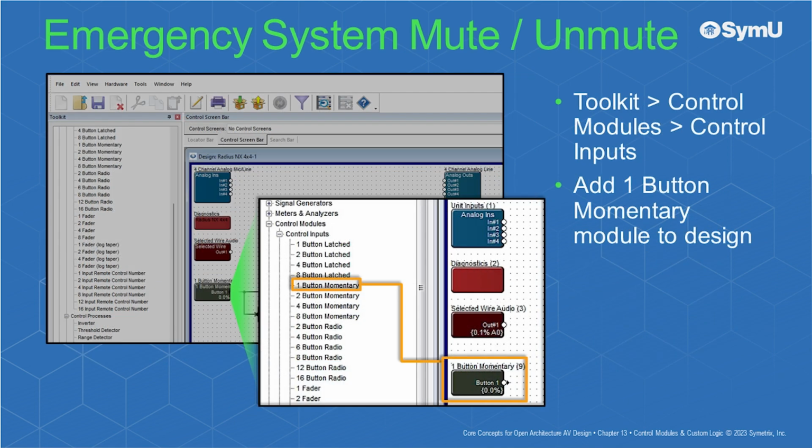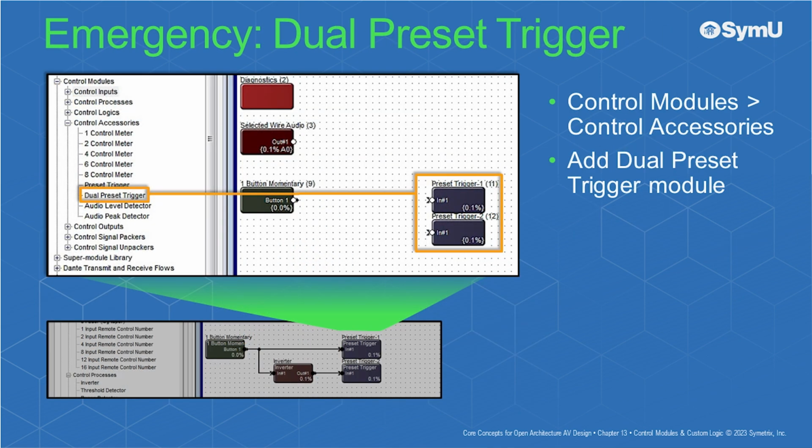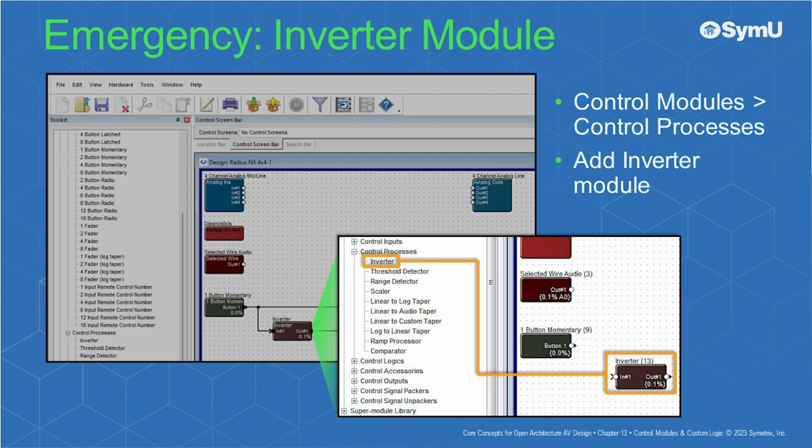In the toolkit under Control Modules, Control Inputs, add a 1-button momentary module into the design. Under Control Modules, Control Accessories, add a dual preset trigger module. Under Control Modules, Control Processes, add an inverter module.